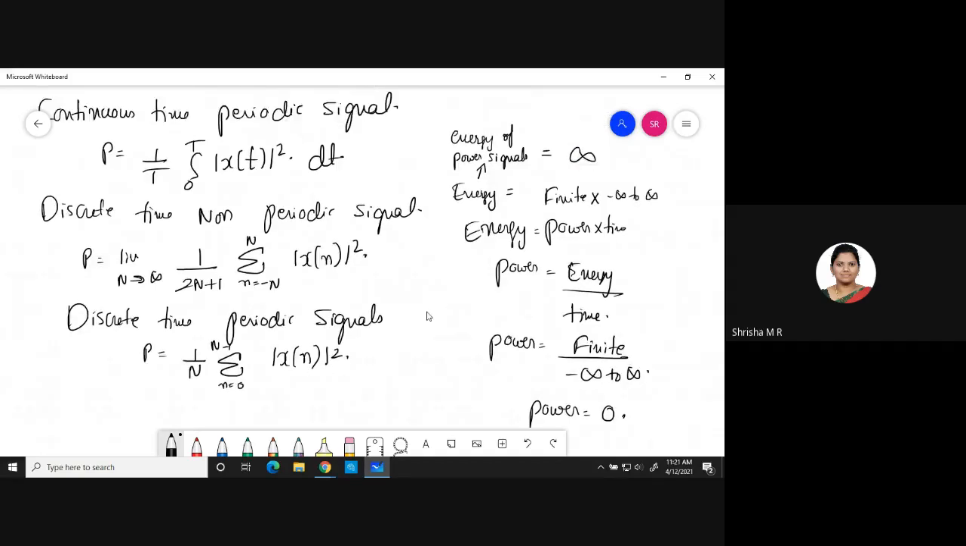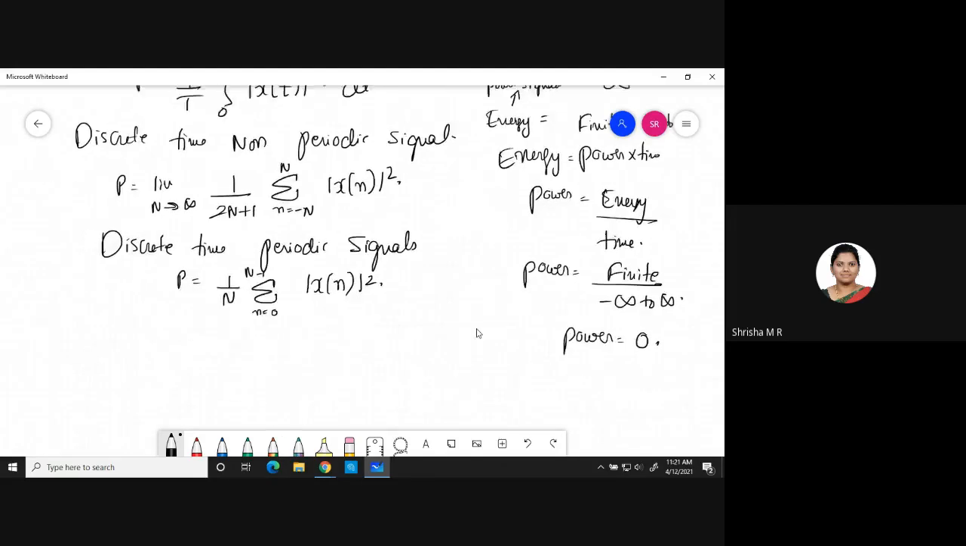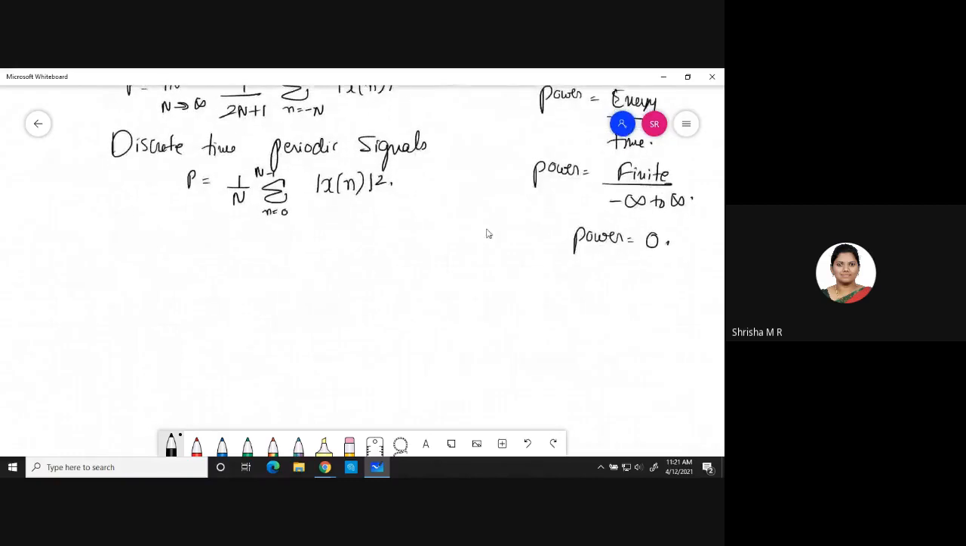You can observe here that energy is nothing but power into time. For a power signal, power will be finite and non-zero. What happens to energy of a power signal? Energy of power signals will be infinity and power of energy signals will be 0. This you have to note. And shall we start solving problems? Clear till here?